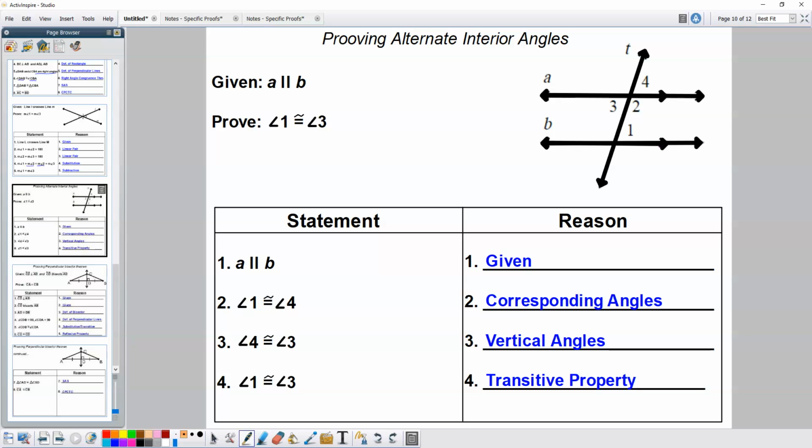So given that we've got some parallel lines, A is parallel to B. 1 and 4, those are corresponding angles. You guys know that. 4 and 3 are vertical angles. You guys know that. And then you just use transitive property. So you've got 1 is congruent to 4 is congruent to 3. I didn't put the angle symbol, I'm sorry. And then you mark out 4.